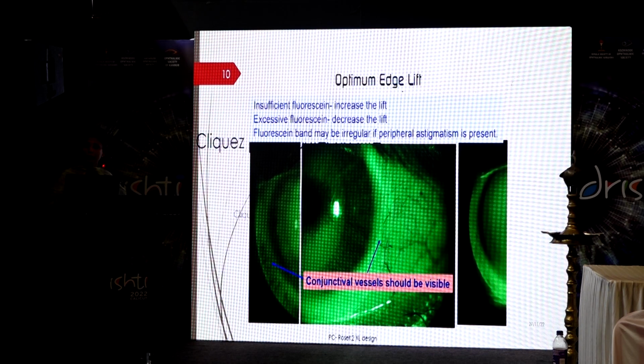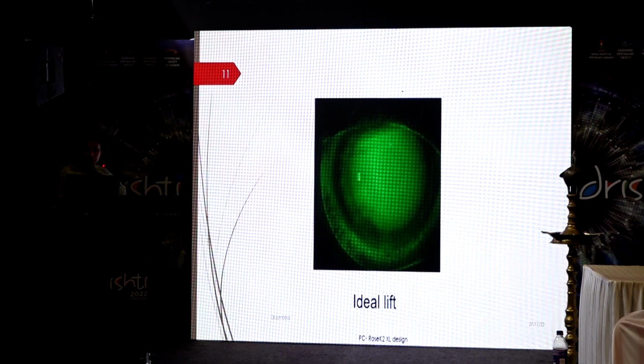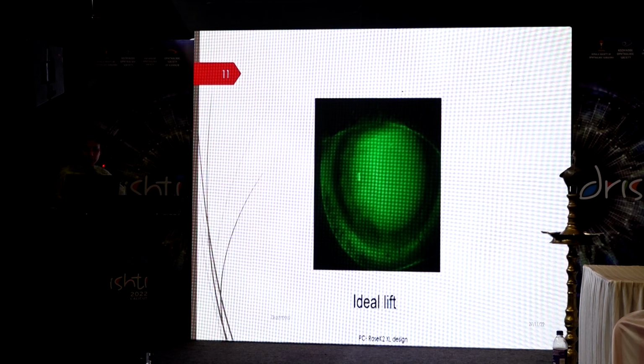So before I even say that you go in for a corneoscleral or scleral lens, corneal topography mapping is very, very important. That gives you an idea of the profile of the cornea. That will help you choose the right design, whether it is a prolate or an oblate cornea. Based on that, your choosing of the lens design becomes imperative. So this is an ideal lift where you see enough fluorescein along the edge. There is no impingement or blanching of the conjunctival blood vessels.